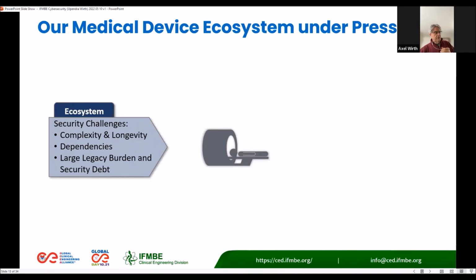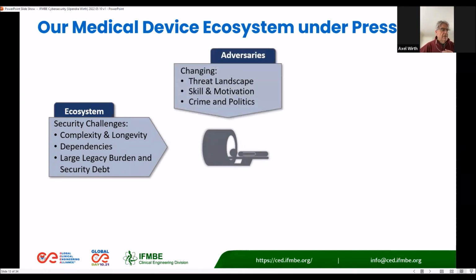Our medical device ecosystem is security challenged. The devices we use are complex and they live a long time. They were designed before we had today's highly sophisticated cyber threats. There's also a high degree of dependencies of devices on other devices and other infrastructure, which makes upgrade and replacement difficult. So we have a very large, what we call legacy burden, and a very large security debt, because, as I said a moment ago, devices we're using were not designed for today's cyber threats.